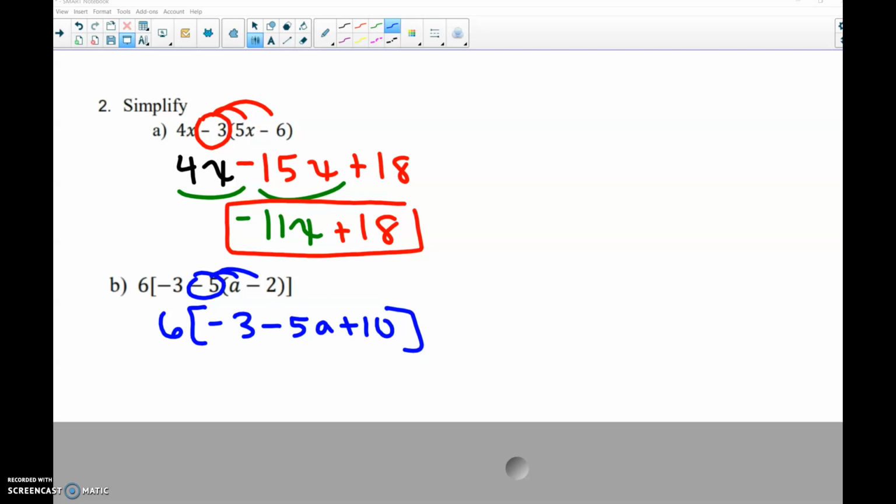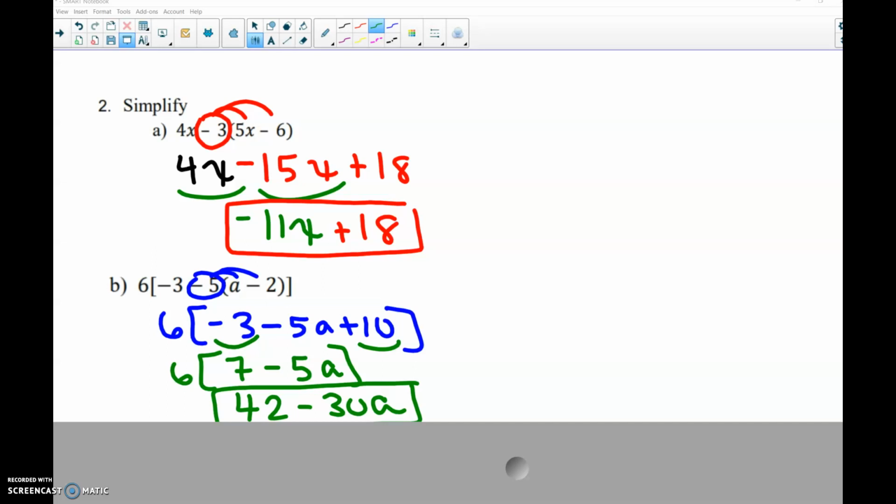Our first step is to distribute that negative 5 to the a minus 2 first. And then in the brackets, make sure that you combine like terms before distributing the 6. That way you're saving yourself some time. You'll still get the same answer. However, it just takes a little bit more time. So we can combine the negative 3 and the 10 and make that 7 minus 5a. And then distribute the 6. So go ahead and finish this one off.